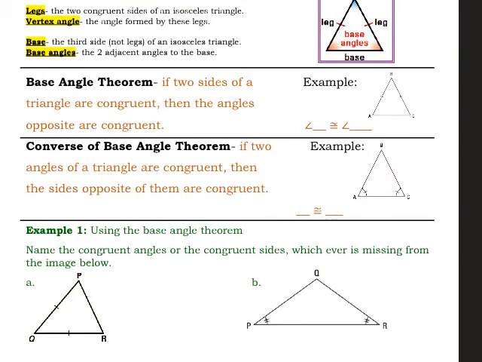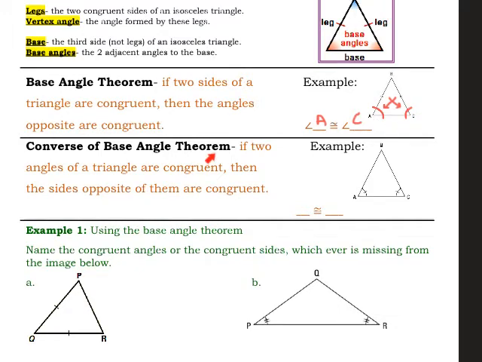The base angle theorem states that if two sides of a triangle are congruent, then the angles opposite are congruent as well. So here we have B to C and B to A are congruent. So I'm going to go to the opposite angles of the sides, and we can see that angle A is congruent to angle C. These two angles have to be the same. So two equal sides, two equal angles.